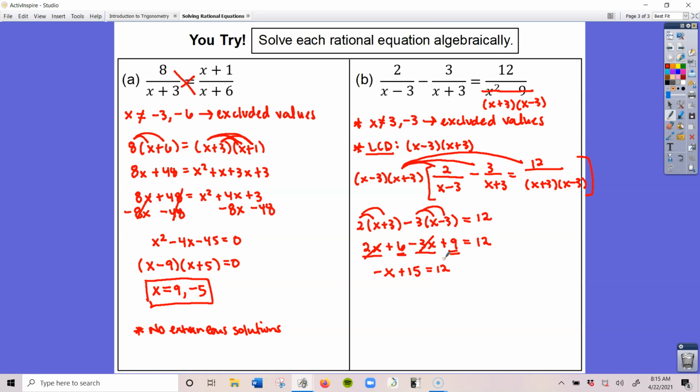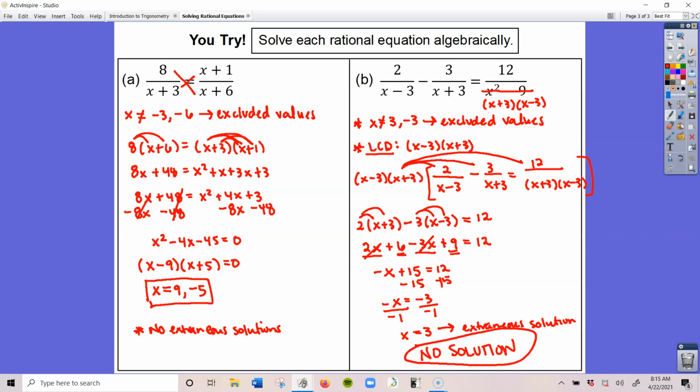Like I said, this is not a quadratic. We're just going to solve for x. So we can subtract the 15, and we get that negative x is equal to negative 3. Divide by negative 1, and we get that x is equal to positive 3. Now if you look at the excluded value, we get here that x cannot equal 3. But this was my only solution. But since it's an excluded value, that means that this is actually an extraneous solution. Therefore, this particular rational equation, since this is not a real solution, would have no solution.